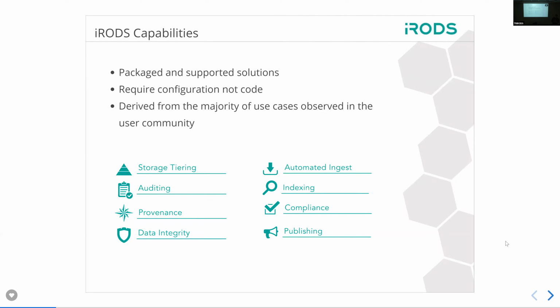Right. So the new thing that we are kind of pushing recently are these things we call capabilities. These are packaged solutions to use cases that we have observed in the wild. They are meant to provide, like I said, a packaged solution rather than forcing you to write a bunch of code to enforce your own policies or whatever it is you want to do with iRODS. These allow you to just install, configure, and have the functionality there. So 2 of those things are automated ingest and storage tiering, which we're going to go over now.